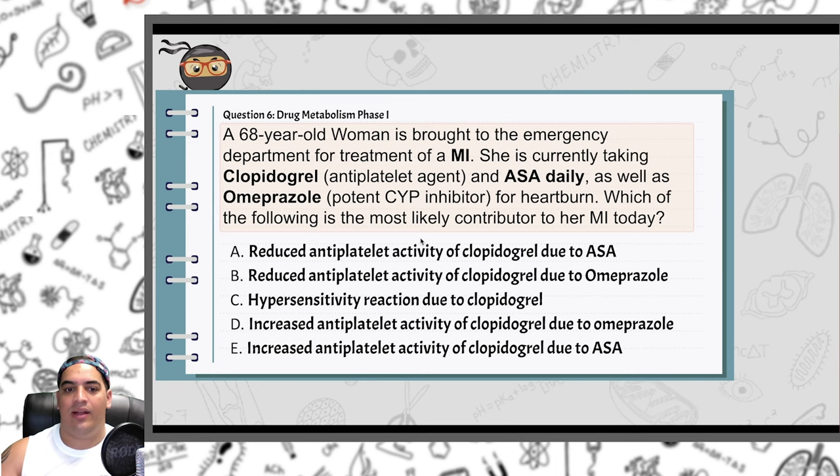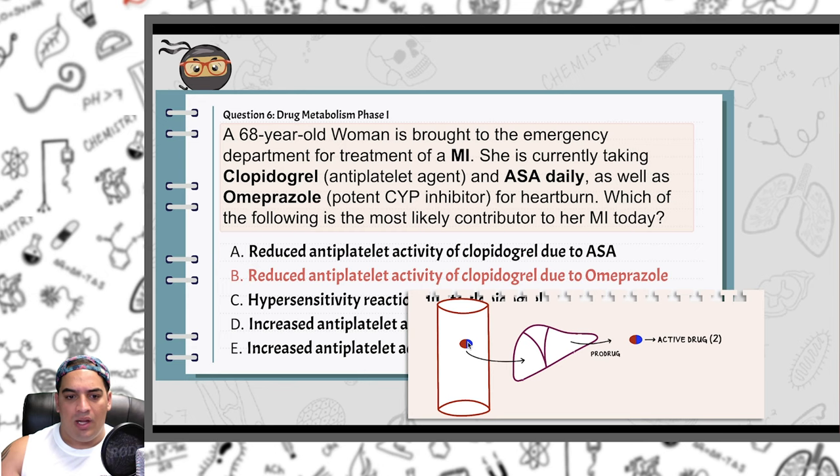So out of all of these, what would be the potential reason that they would develop an MI? Reduced antiplatelet activity. Why? Because clopidogrel activity is reduced because omeprazole inhibits the CYP450 system. You guys remember this diagram? The drug gets taken up to the liver. CYP450 enzymes work on the prodrug to convert it into the active drug. If we give a very specific set of drugs, ketoconazole, the azoles, erythromycin, ritonavir, and omeprazole, these will inhibit this enzyme system, so it will not convert the prodrug into the active drug. There's less of the active drug to perform its function, which is hopefully preventing platelet plugs from forming on top of a plaque and causing a clot. All right, beautiful. Let's move on to the next question.